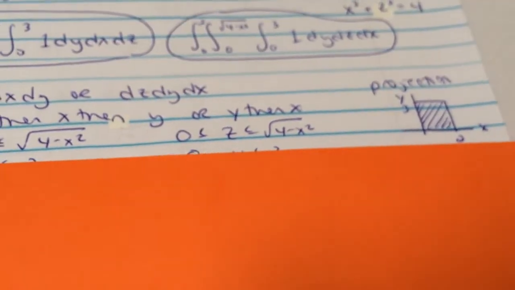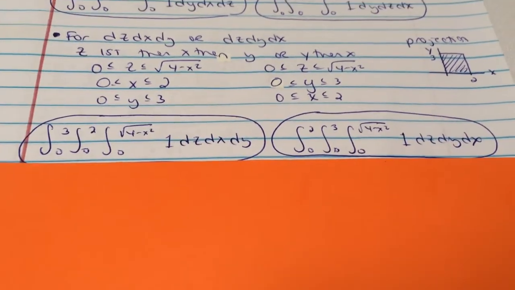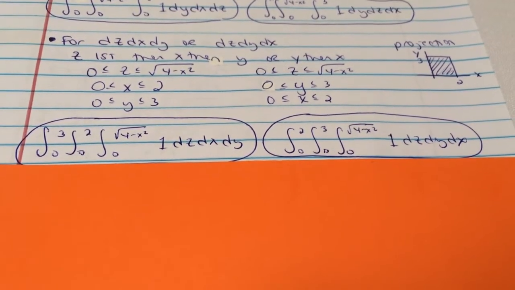All right, so this one is a rectangle. X is between 0 and 2, y is between 0 and 3. And so your integrals should look like this. Okay, so check your answers, make sure that's what you got.